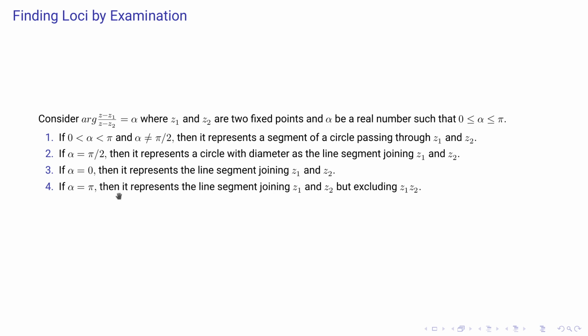If alpha is equal to pi, then it represents the line joining z1, z2 but excluding the segment between z1 and z2. So you have one line here, you leave some space, you have another line. So the angle between these two lines is pi, not pi by 2. So with this, we come to the end of theory of complex numbers.